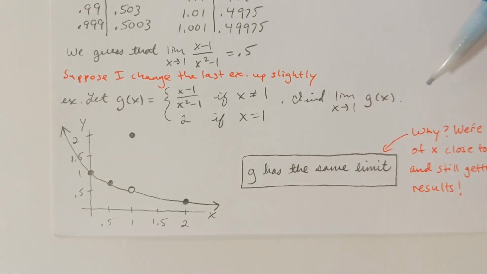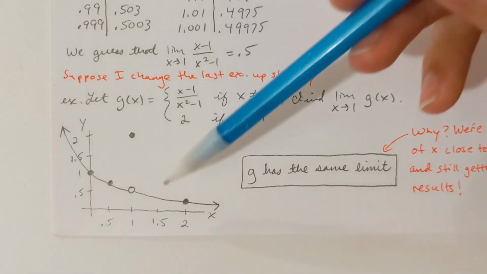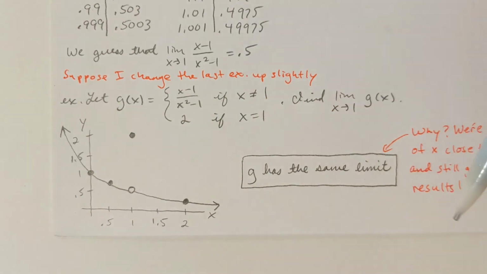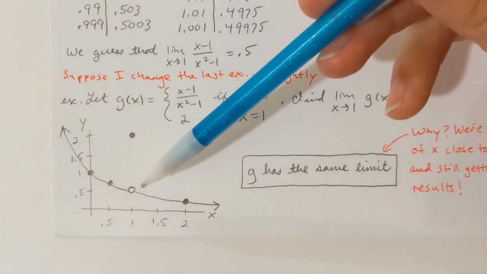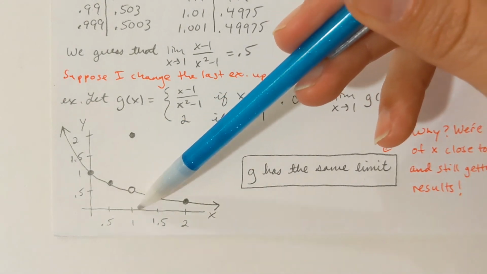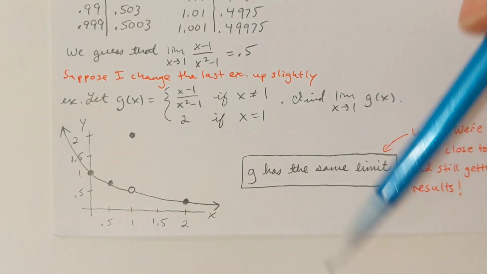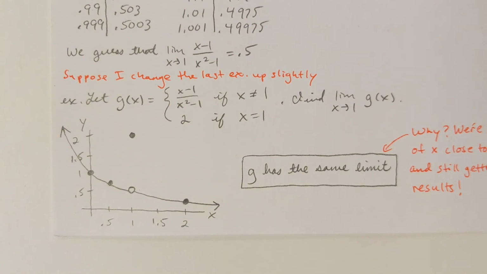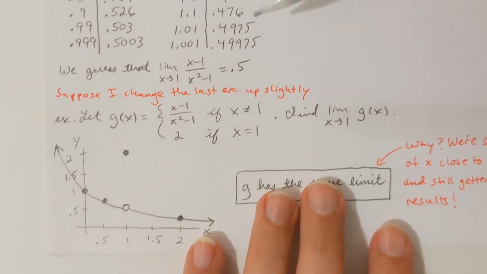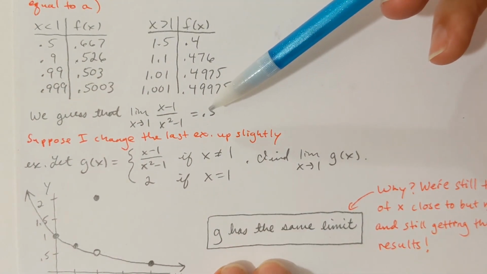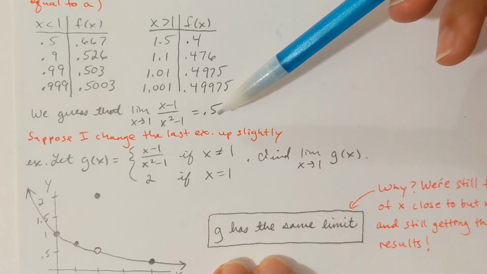Well, what some students might feel like saying here is that, well, the point 1, 2 is on the graph, right? Yeah, but we don't care about that. We care what's happening around 1, not at 1. G is going to have the same limit. Okay. G is going to have the same limit as what we did here, which is 1/2.